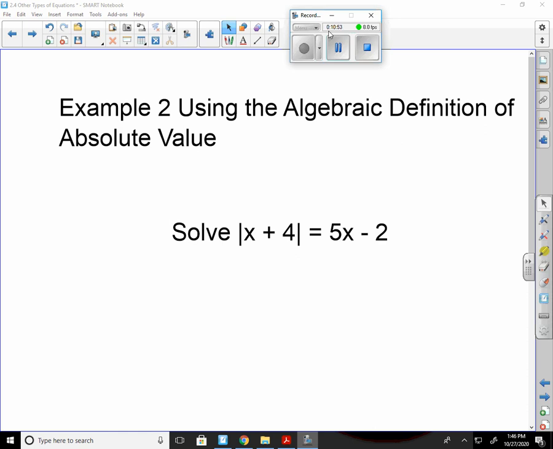When we use this definition, what we need to realize is that it doesn't matter what's really in our parentheses or in our brackets here for the absolute value. Whether it would be negative or positive, it would still give us the same answer. And so we treat it that way. We do x plus 4 equals 5x minus 2. And then we do negative x plus 4 equals 5x minus 2.